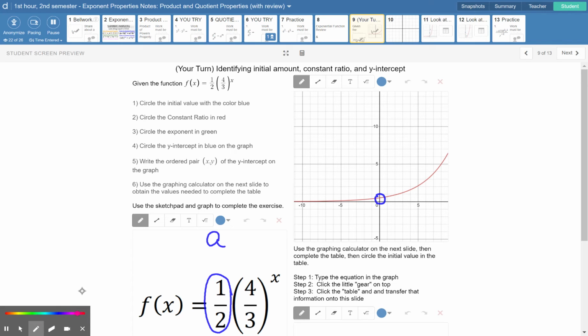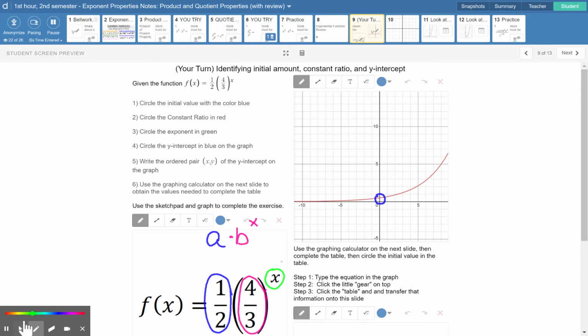Now our b value, which is what has the exponent, is 4 over 3. And that's our pattern. It's how we get to the next y. And then our exponent is x, and that's what makes the graph curve, because we're raising the x value, the input, to a power or as an exponent.